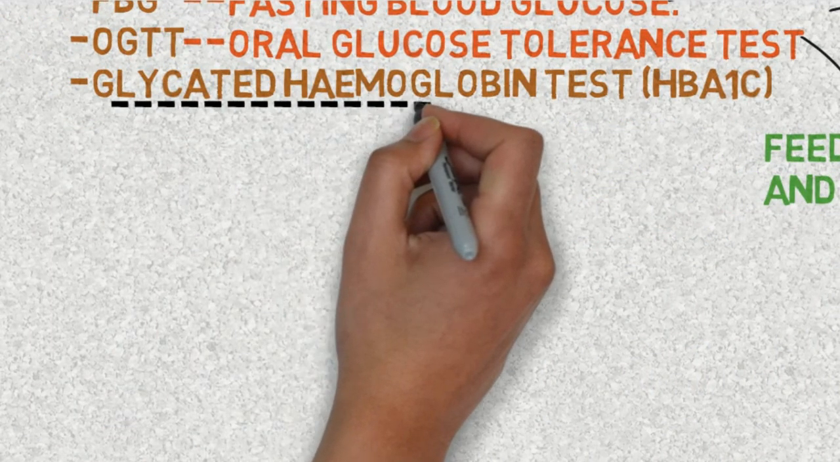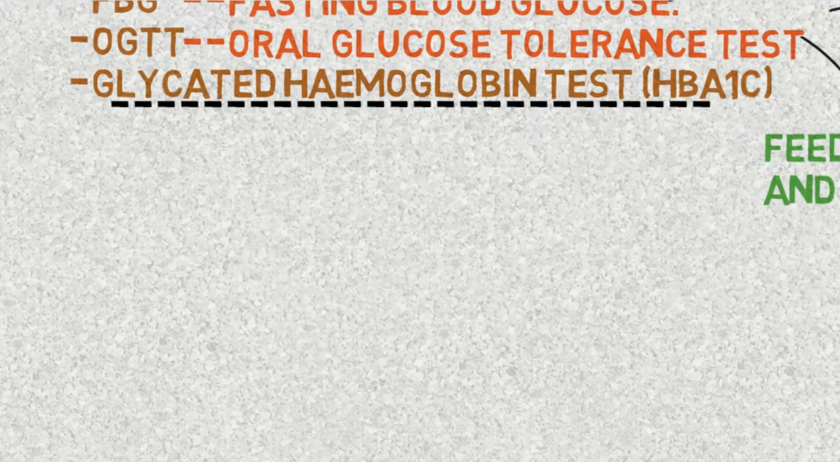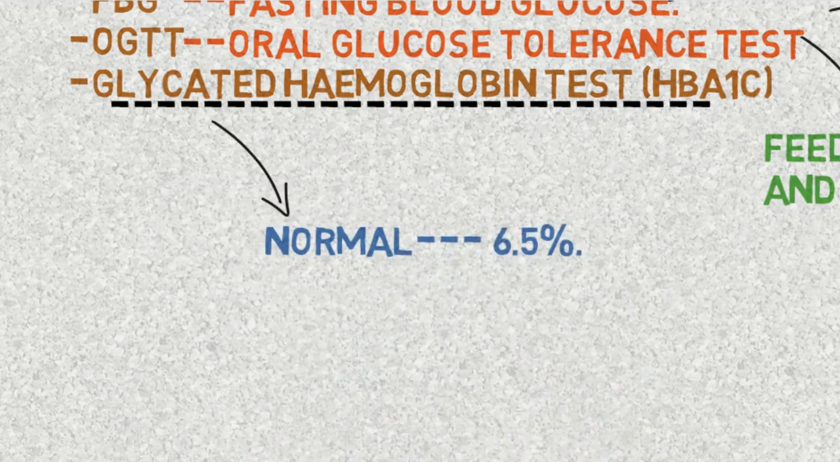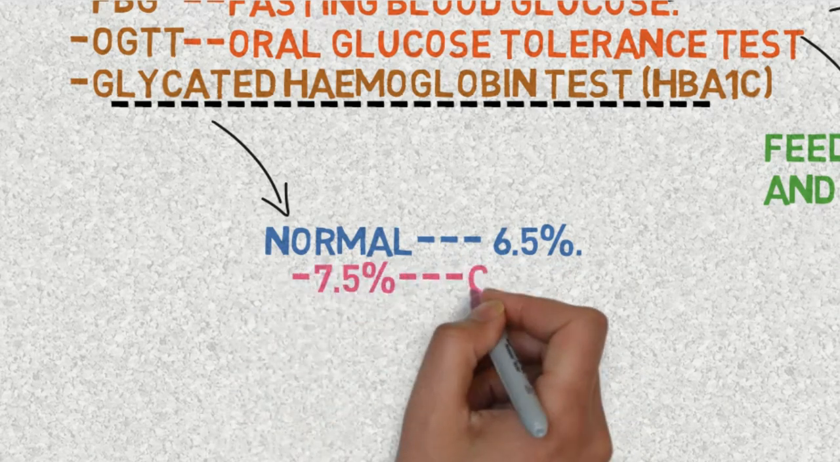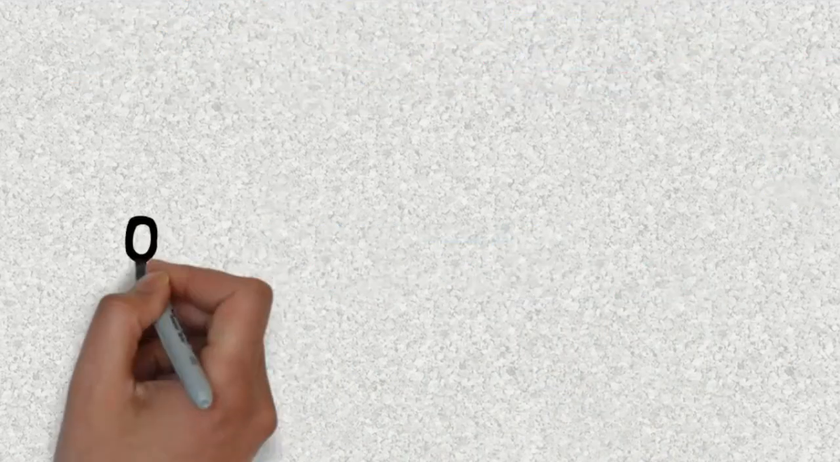Glycated hemoglobin test measures glucose level for the past 2 to 3 months. It is measured in percentage. The normal percent is 6.5%. If the value exceeds 6.5%, it indicates diabetes mellitus. If the value is 7.5%, it confirms diabetes mellitus.